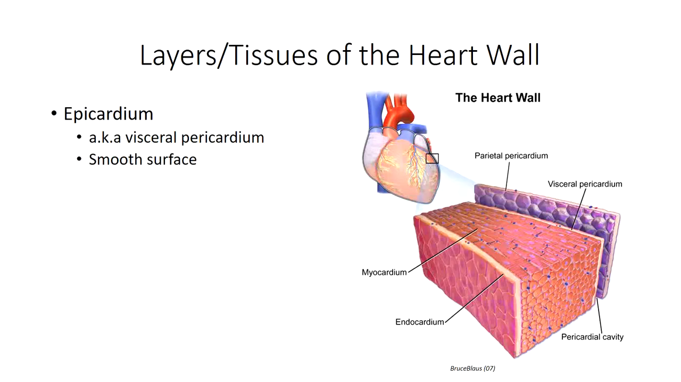Notice that there is a space between the parietal and visceral layers of pericardium. This pericardial space contains a small amount of serous fluid that contributes to a frictionless environment between the parietal and visceral serous layers. This is of critical importance. Remember, from the time the heart first starts beating early on in embryological development, and for the rest of a person's life, the heart is in constant motion. Any sort of friction or inflammation would be catastrophic to normal function.